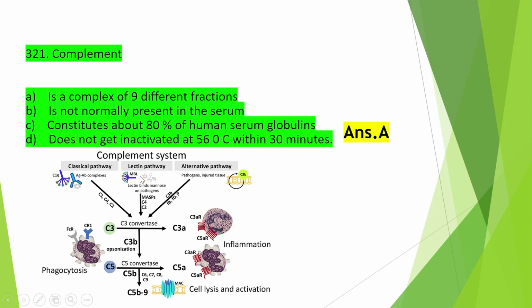So here we can see the whole complement pathway. Three types of complement pathways are there, that is classical pathway, lectin pathway, and alternative pathway. So all total here we can see C1, C4, C2, C3, C5, C6, C7, C8, C9. So all total 9 fractions of different complex proteins are present in complement. Okay, so option 1 or option A is the correct answer.